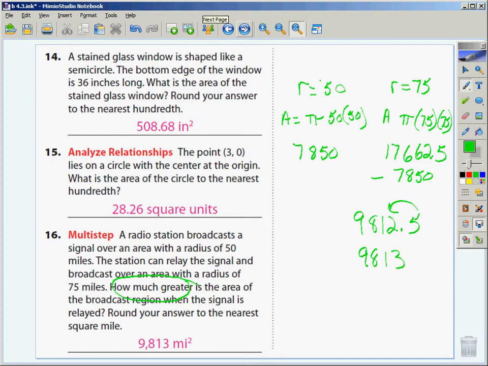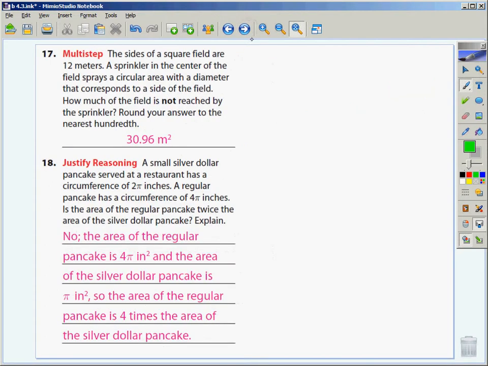Anything else from 14 through 16? There's 17 and 18.